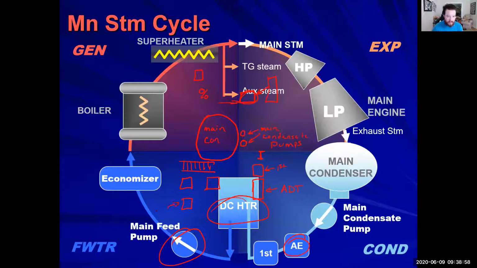One is your in-port feed pump, and that's located as far starboard as you can get with your feed pumps. The two others are located forward and aft of each other on the starboard side, and they're both turbine driven. From there, you go to your economizer, and your economizer is located inside of your boiler.